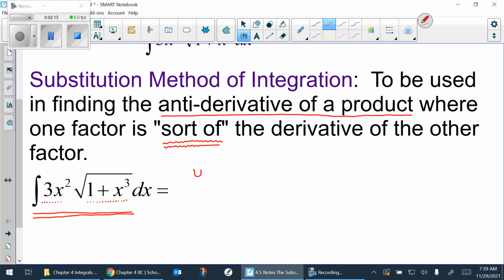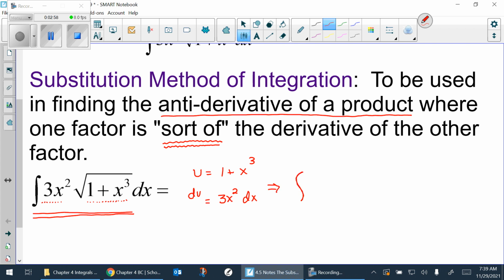And u is going to be 1 plus x cubed. Because if I take the derivative of that, if I find du dx, the derivative of u with respect to x, I would get 3x squared. And then multiplying each side by dx, I would get that du is equal to 3x squared dx. And now I can use a substitution.